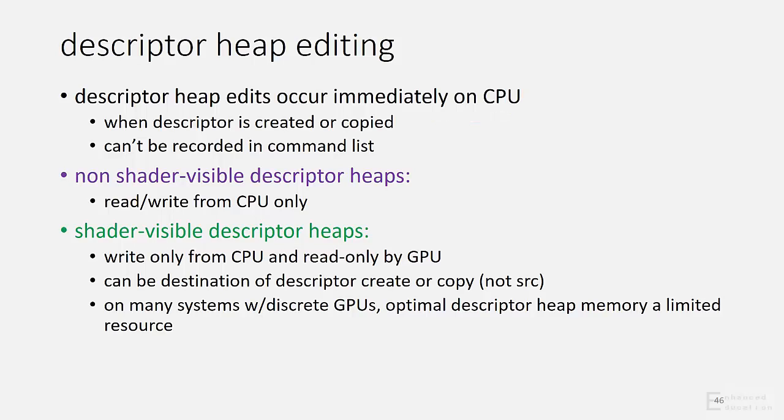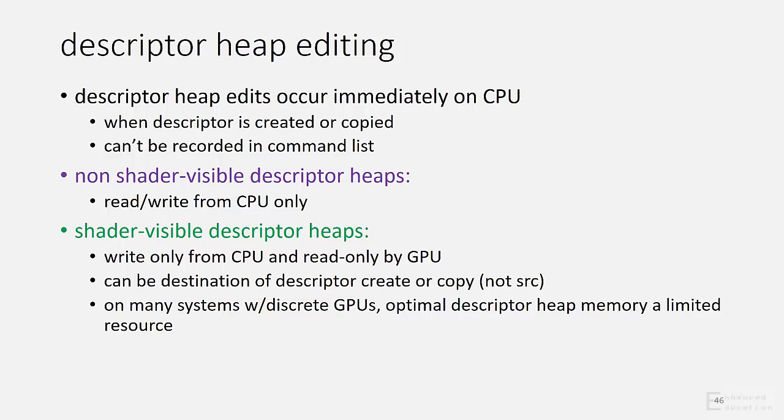With non-shader visible descriptor heaps, such as the descriptor heaps for staging descriptors, the memory is read-write from the CPU, and so therefore those descriptor heaps can be used as either source or destination for copy operations. By contrast, with shader visible descriptor heaps, the system tries to put these heaps in memory that is optimized for being write-only from the CPU, and read-only by the GPU. As a result of that, these descriptor heaps can only be the destination of a descriptor heap copy or creation.